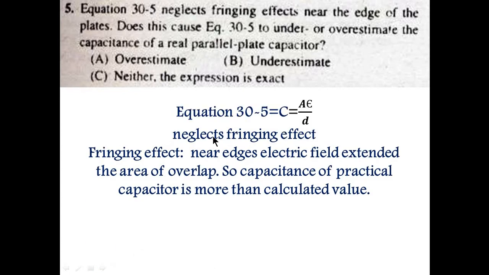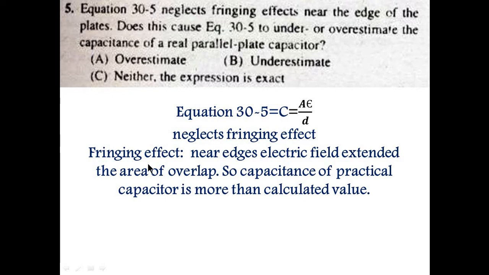Next question is, equation 30.5 neglects fringing effects near the edge of the plates. Does this equation under or overestimate the capacitance of a real parallel plate capacitor? Option A is overestimate, option B is underestimate, and option C is neither, the expression is exact. So we have the equation, capacitance is equal to A epsilon naught by D, that is neglecting the fringing effect.